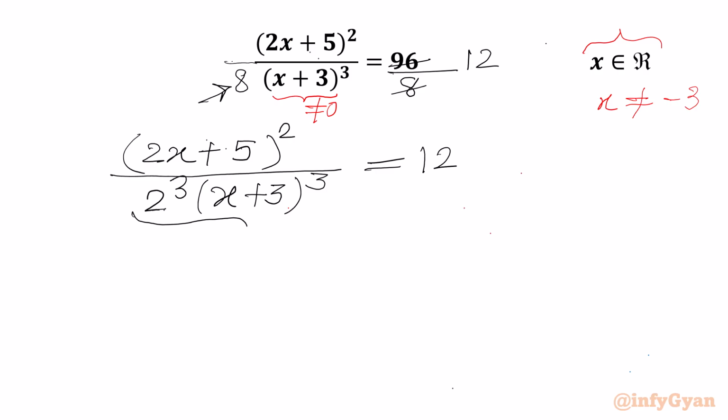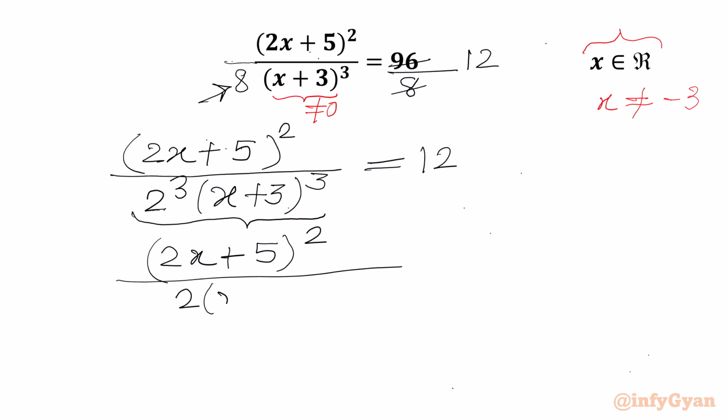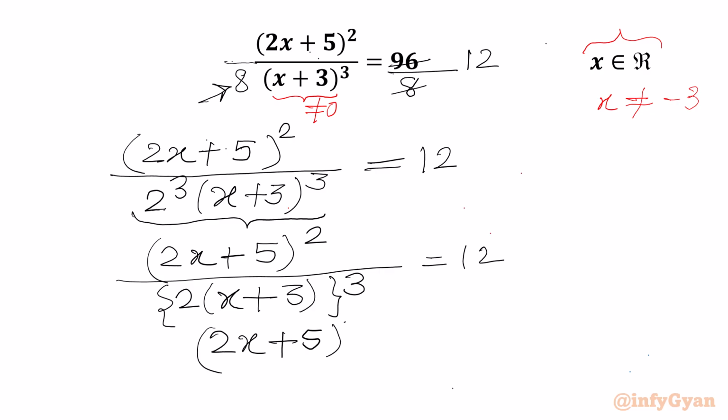Now we will club these two. Once exponents are the same, bases can be multiplied. So I will be writing (2x + 5)² over (2 times (x + 3)), and then we will put whole cube, equal to 12, or we can write (2x + 5)² over (2x + 6)³ equal to 12.